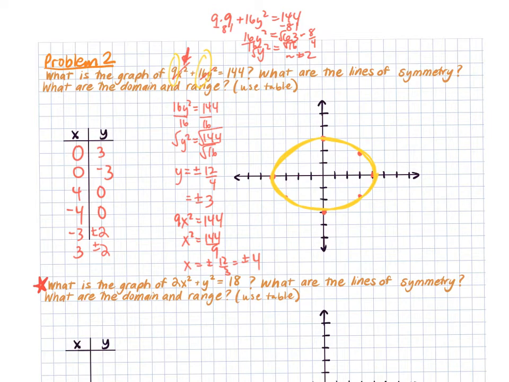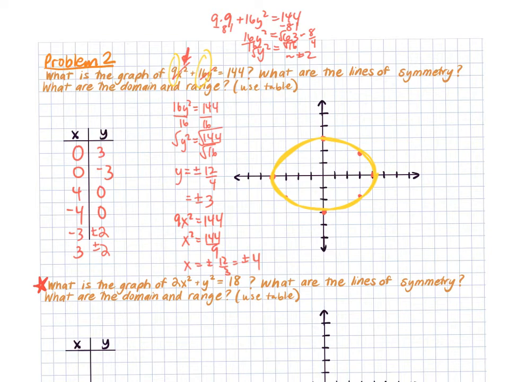So this is when a circle, it's going to be a circle when your coefficients are the same on both the x squared and the y squared, but it's going to be an ellipse if the coefficients are different on the x squared and the y squared. So we know the next one's going to be an ellipse. See if you can figure out what that graph looks like.